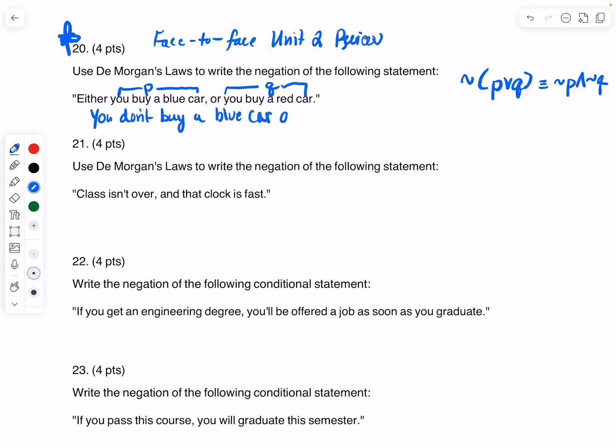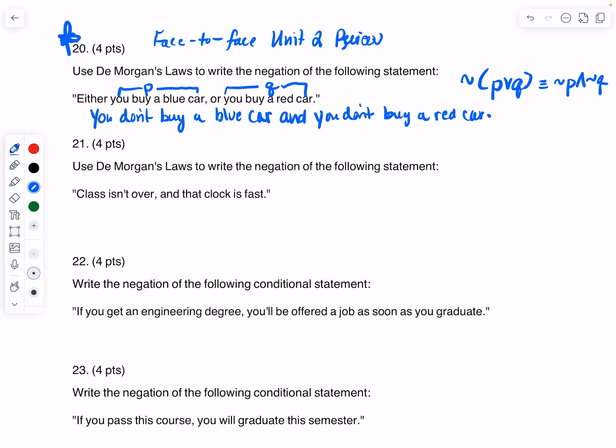And now I have the symbol and. You don't buy a red car. Okay, so again, I'm just going to clean this up really quick. So you have to have that memorized, that the negation of P or Q is negation P and negation Q.